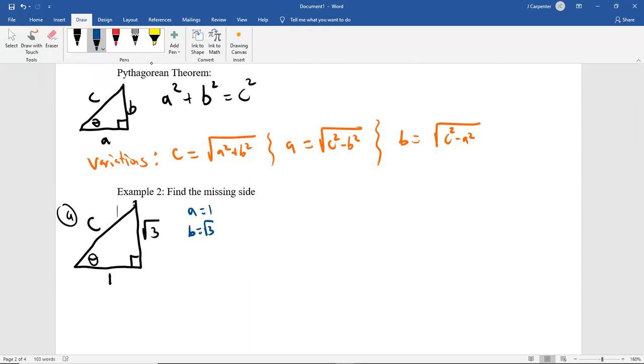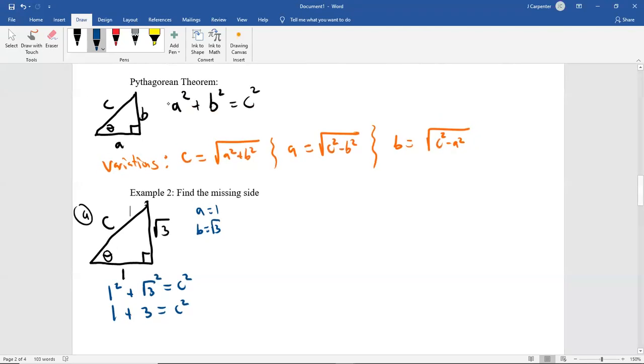So we'll get 1 squared plus the square root of 3 squared equals c squared. A squared plus b squared equals c squared. 1 squared is 1. Square roots and squares in this form cancel as long as there's no pluses or minuses inside without parentheses. So that's a 3. And then that's c squared. 1 plus 3 is 4, so we get 4 is equal to c squared.